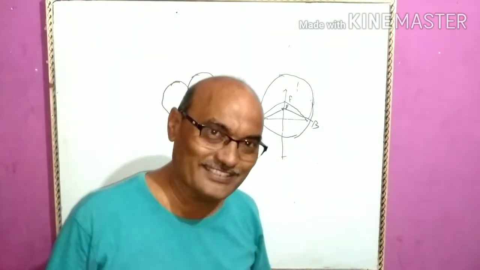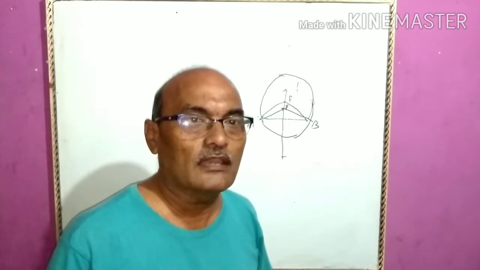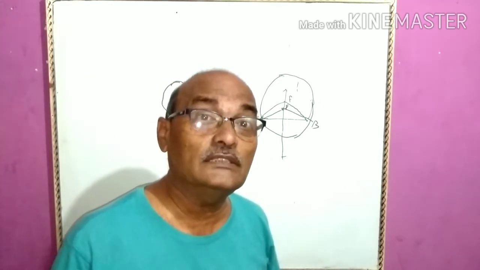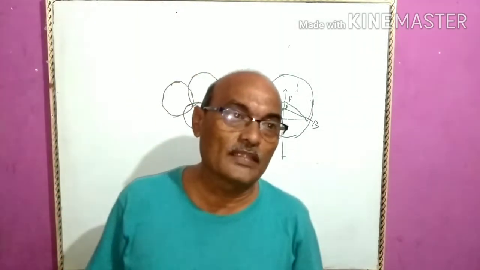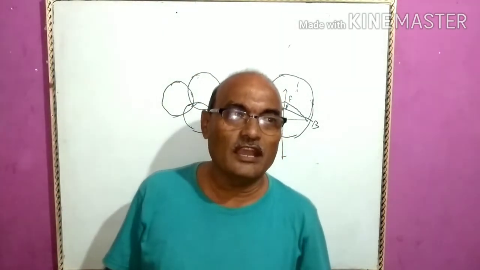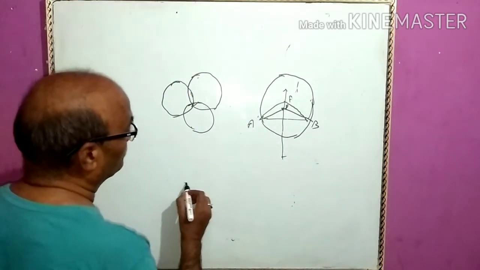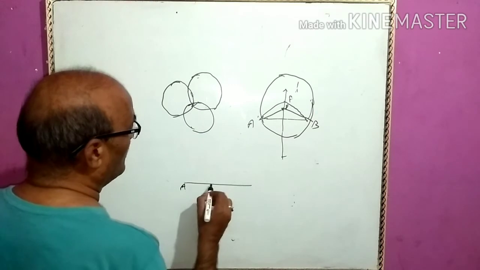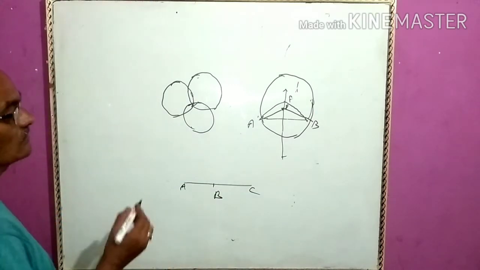Now the third question: if we have 3 points in a plane, how many circles can pass? When we say 3 points, then you have 2 cases. Either they are collinear or they are non-collinear. Now, A, B, C. Think cautiously.